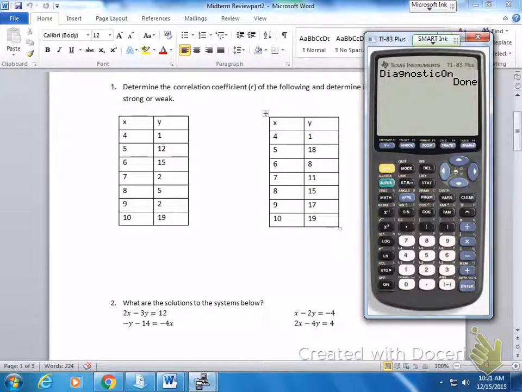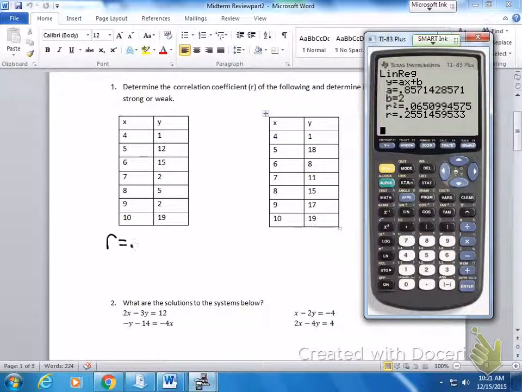Now we need to enter our lists into our calculator. So you go to stat and edit. L1 is your X values, L2 is your Y's. You can see I already have them put in. Now once you have them all put in, check it, make sure they're right. Then hit stat, go to the right to the calculate, hit 4, and enter. And what we want is that R value. It told us that R equals 0.255.